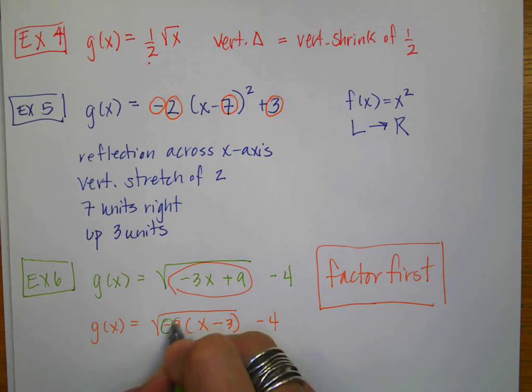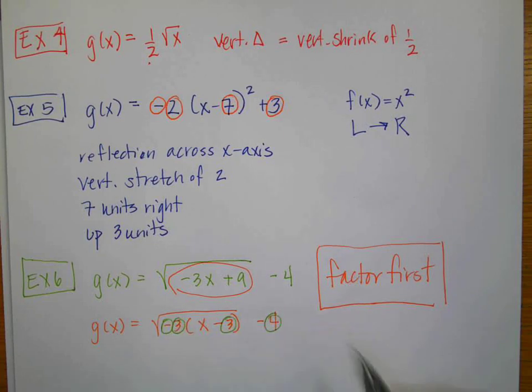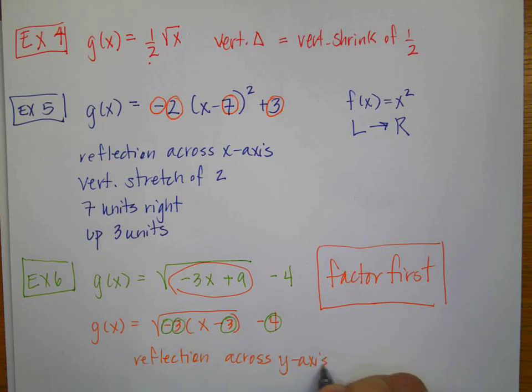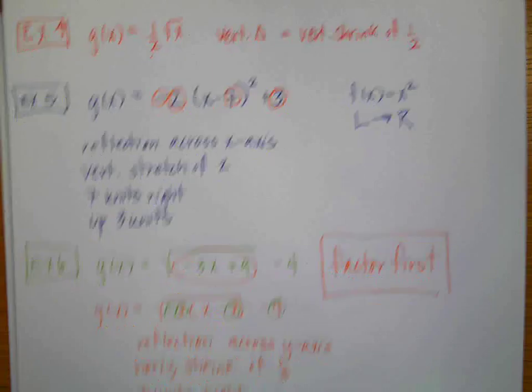Now I can talk about my transformations. This is 1, 2, 3, and 4. So I have a reflection across the y-axis because it's inside the function. I have a horizontal shrink. Remember, it's the reciprocal, of 1/3. I'm going to move 3 units to the right, and then I'm going to go down 4 units.